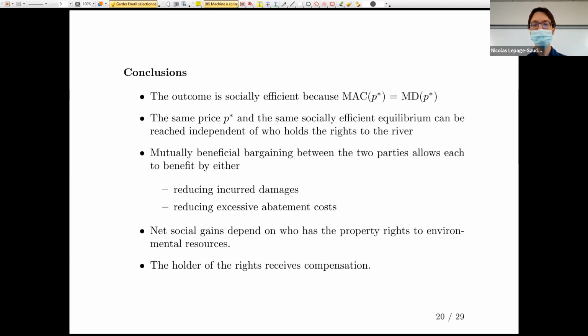Conclusion. The outcome is socially efficient because the marginal abatement cost at the optimal price equals the marginal damage at the optimal price. I'm not sure I should have written it this way; I think it's E star. Anyways, it's not wrong, but it should read this way. So the same price and the same socially efficient equilibrium can be reached independent of who holds the rights to the river. So what changes then?